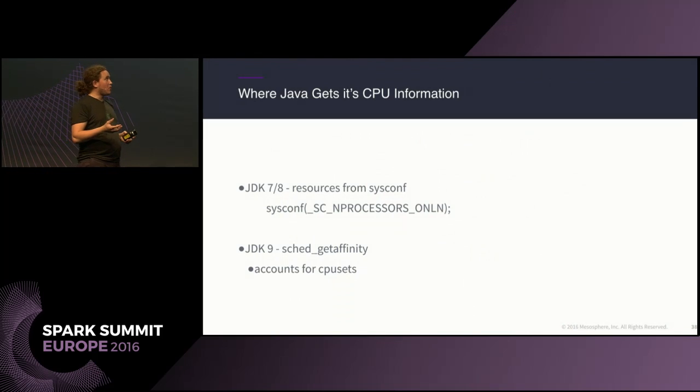So let's bring both sides together, both the container cgroups world and the Java world. As mentioned before, the information Java uses to determine the number of threads for garbage collection depends on the number of cores in the system. That actually changed recently. Previously, they basically used the entire number of processors on the system, and nowadays they're using sched_getaffinity.